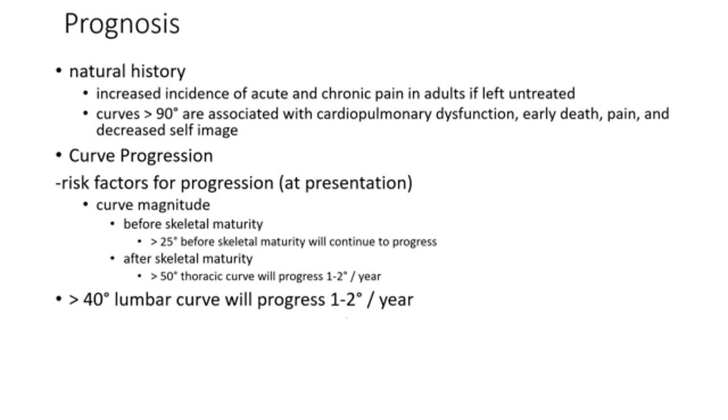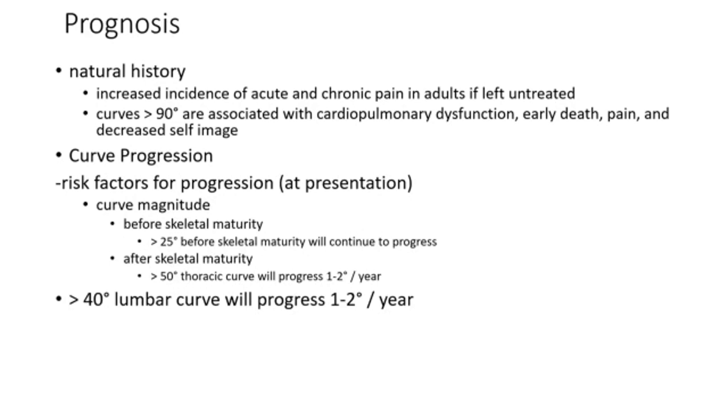Prognosis. The natural history is that there is increased incidence of acute and chronic pain in adults if it is left untreated. That's why it's important to talk about it and to try and treat it. And curves more than 90 degrees are associated with cardiopulmonary dysfunction, early death, pain, and decreased self-image, which is a real huge problem with a lot of psychological problems for those kids.